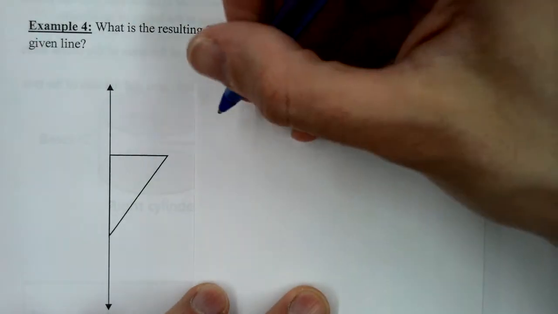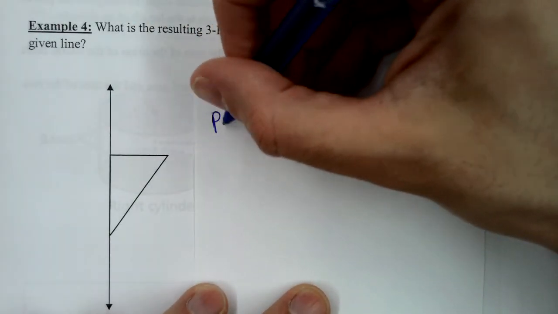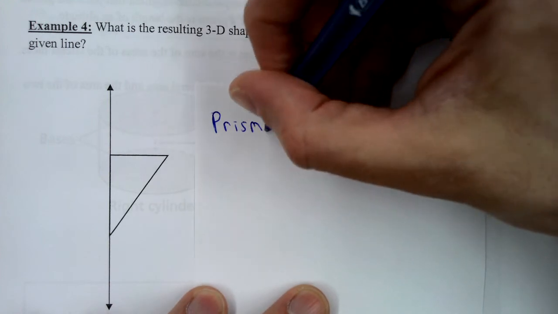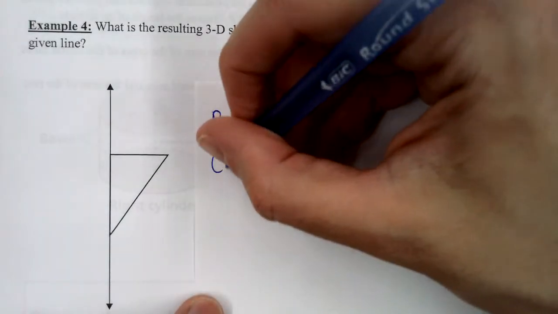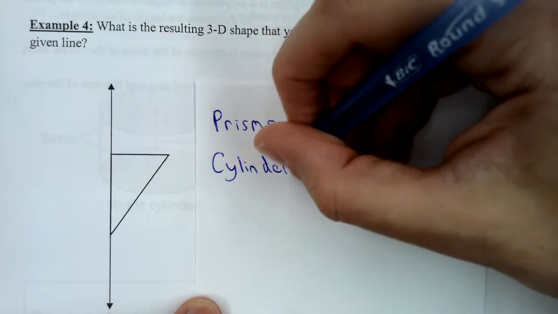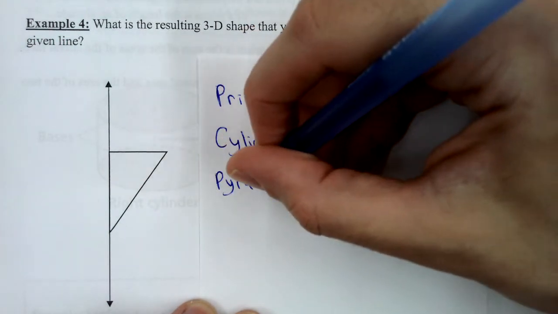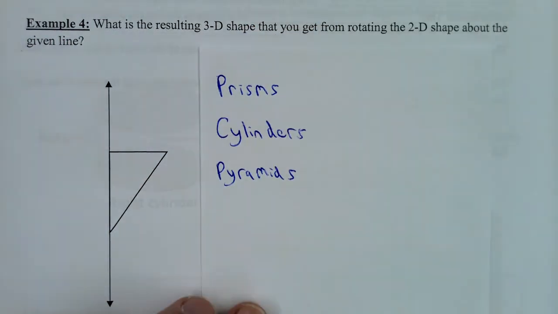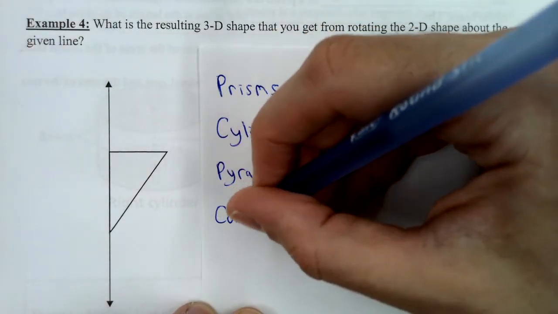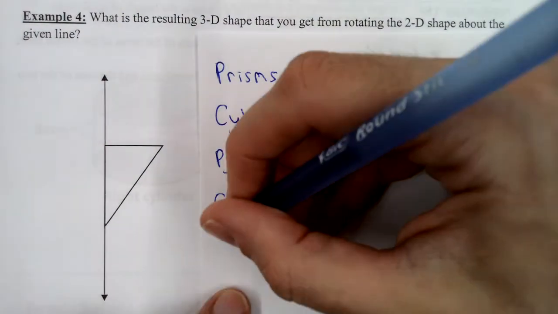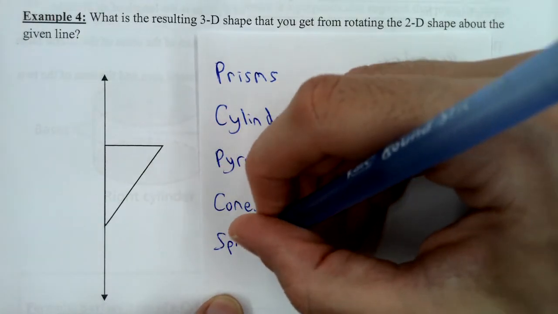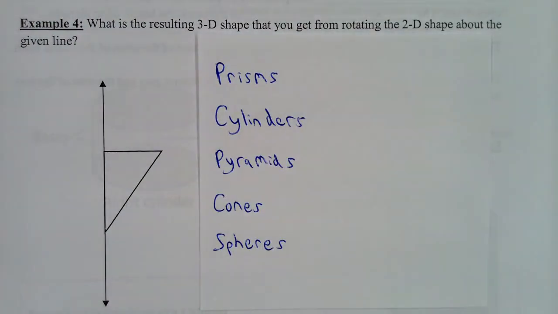We're going to do prisms, cylinders, pyramids, cones, and spheres. You've seen each of these before, not in this class, but you've seen each of them before. So the answer to this question is going to be one of those 5 three-dimensional shapes, because those are the 5 we're going to do in this class.